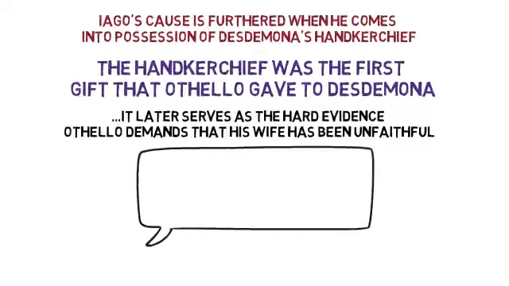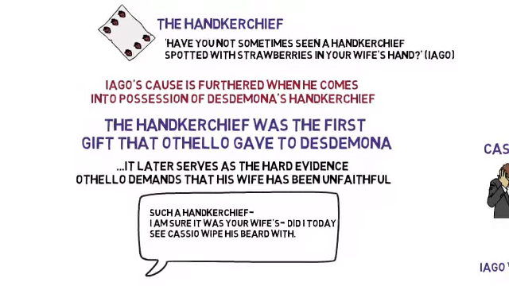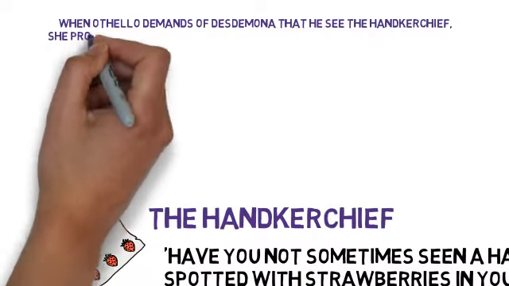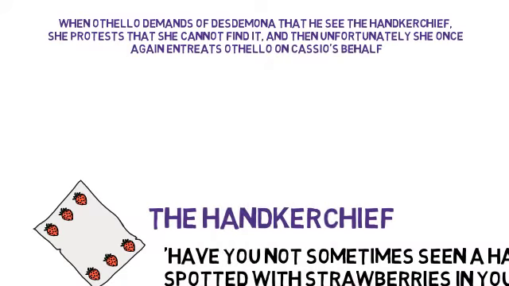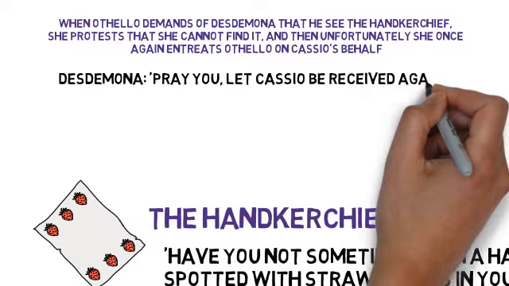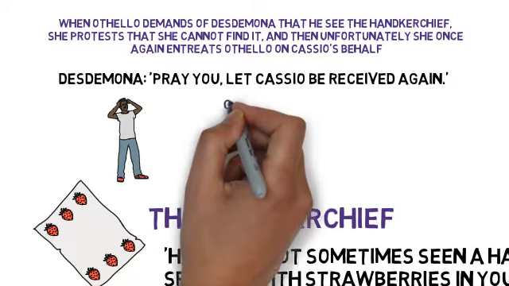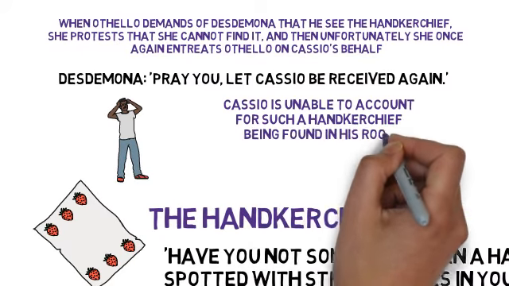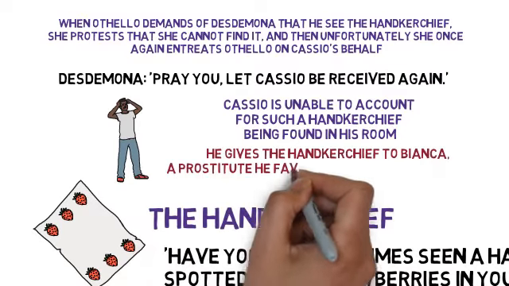Iago tells him that he has seen Cassio wipe his beard with a handkerchief of its description. Not only that, when Othello demands of Desdemona that he sees the handkerchief, she protests that she cannot find it, and then unfortunately she once again entreats Othello on Cassio's behalf. Othello is sent into a rage. Now, Cassio later remarks on being unable to account for such a handkerchief being found in his room. It was probably planted by Iago. He gives this to Bianca, a prostitute he favours, to copy the embroidery.